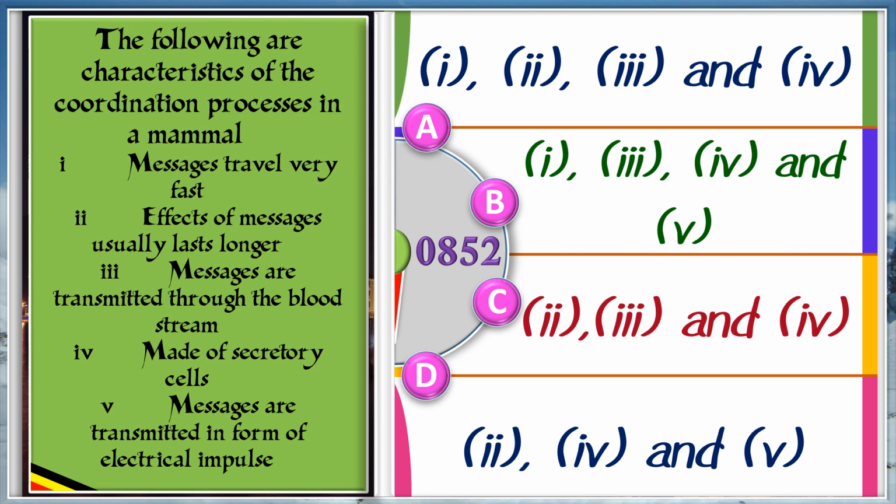And the answer is C. 2. Effects of messages usually last longer. 3. Messages are transmitted through the bloodstream. And 4. Made of secretory cells.